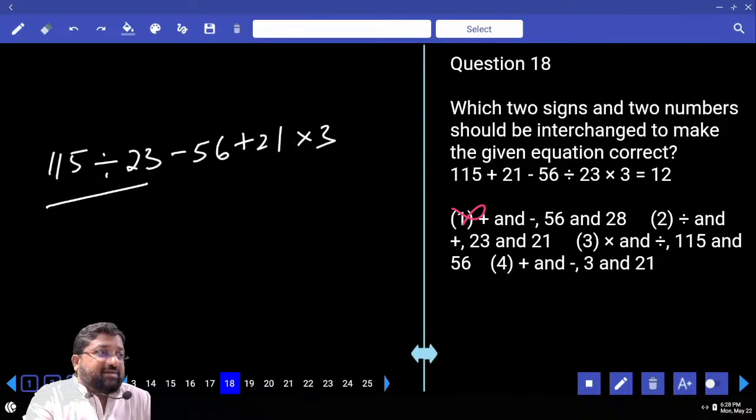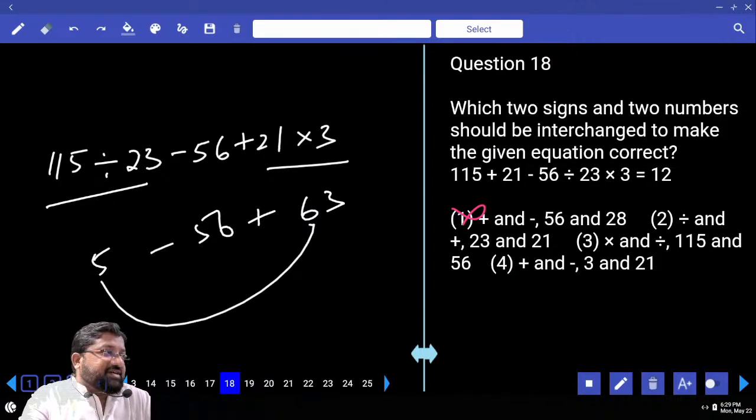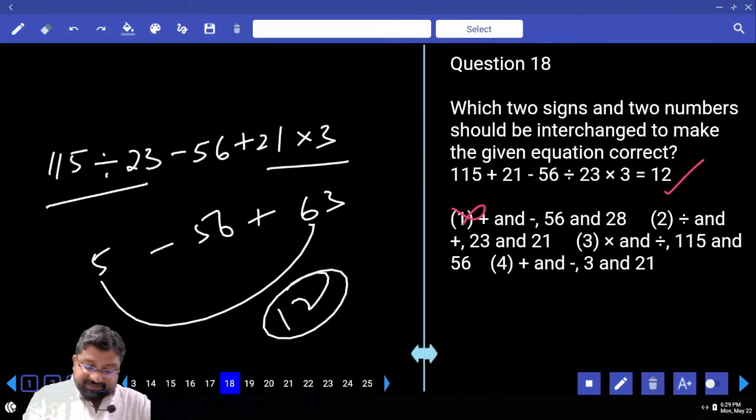Then minus 56. Divide is becoming plus. 21 into 3. First division, how many times? 5 times. Next multiplication, how many times? 3 times. 63. So minus 56 plus 5 plus 63, 68. 68 minus 56 is 12. Is the answer 12? Yes.